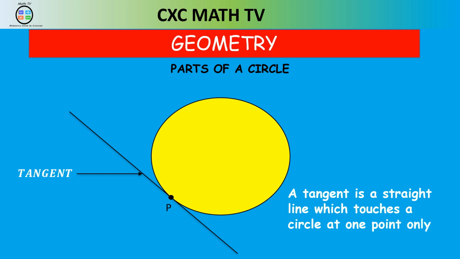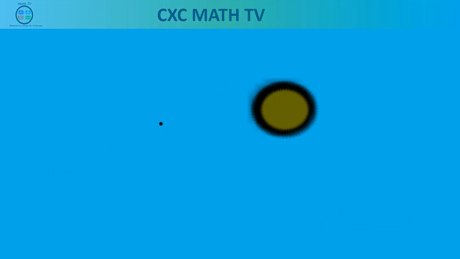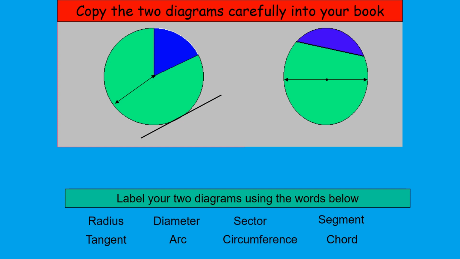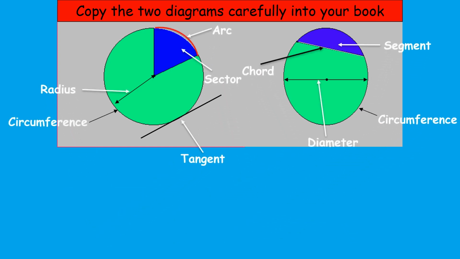So pause the video and just complete the two diagrams. You can copy it in your notebook and write down which part is what. I'm sure we'd have all gotten it correctly. Labeled on the screen right here, we have all the parts of the circle labeled in the two diagrams. Beautiful.